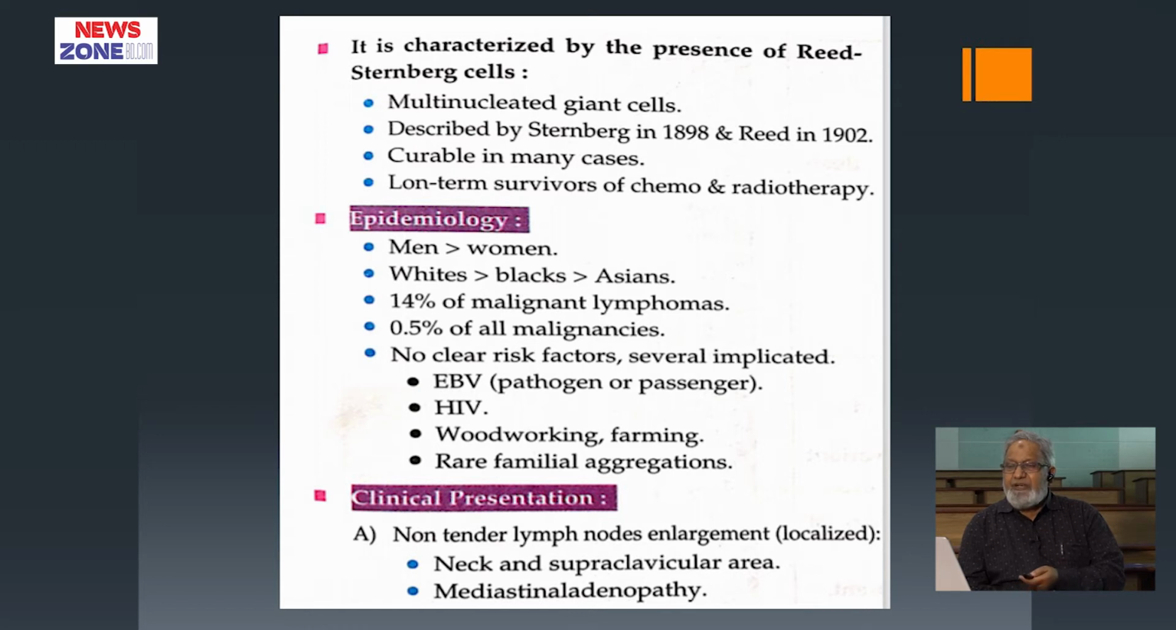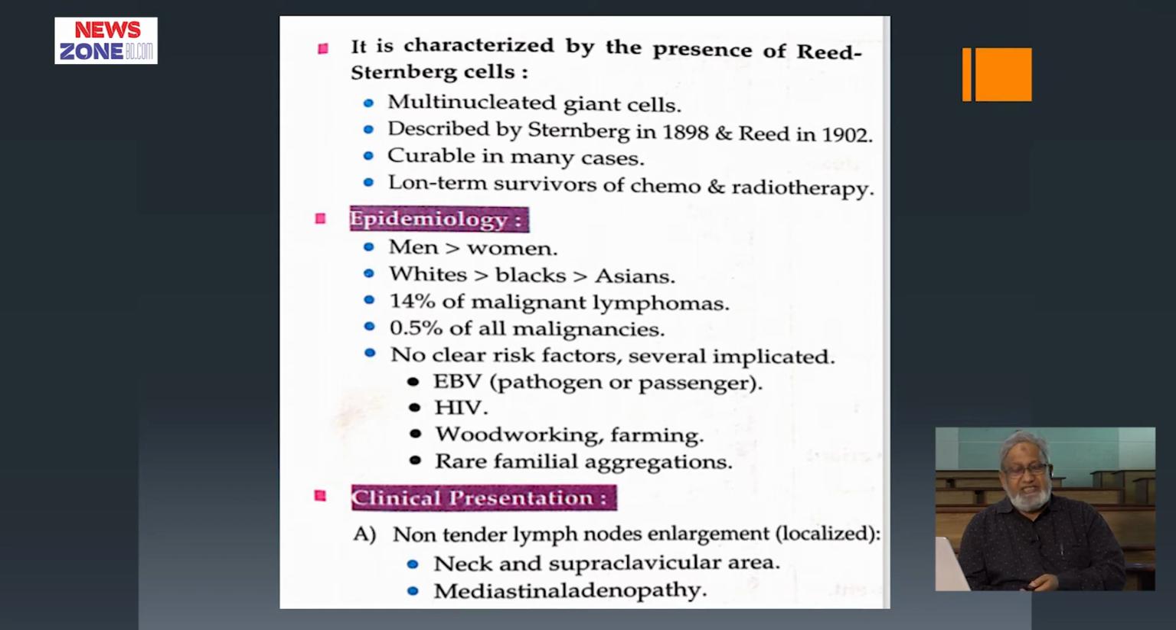Regarding epidemiology, males suffer more than females, whites suffer more than Asians, and about 40% of malignant lymphoma is Hodgkin's lymphoma. There are no clear risk factors, but several factors are implicated in Hodgkin's disease, for example Epstein-Barr virus and HIV. Woodworkers and farmers suffer much more than others.